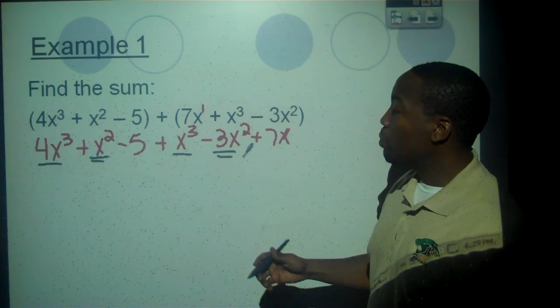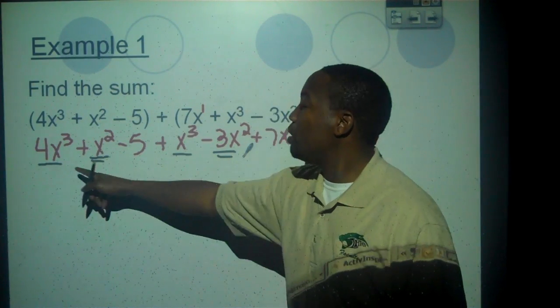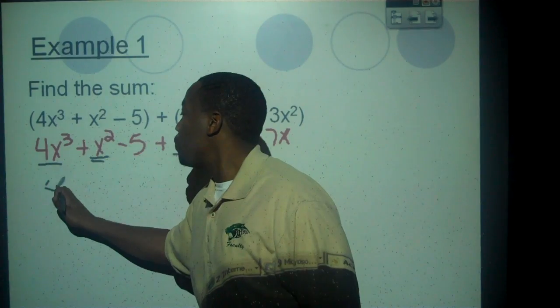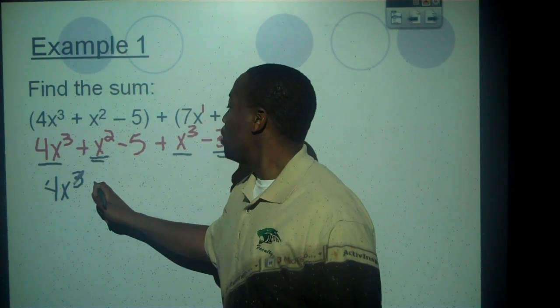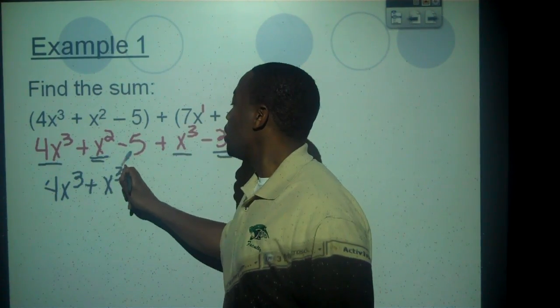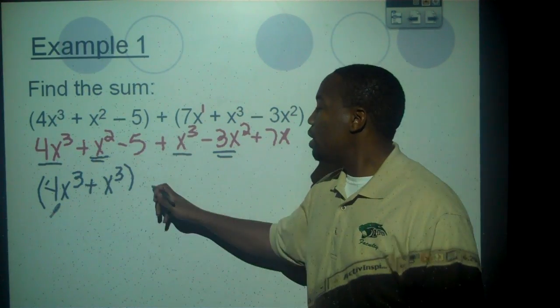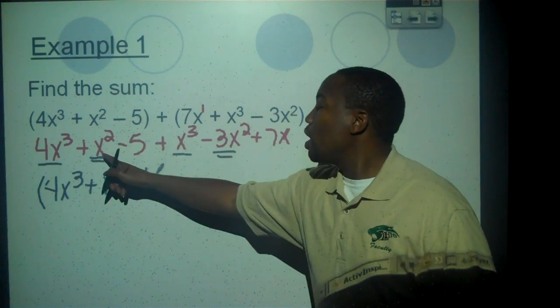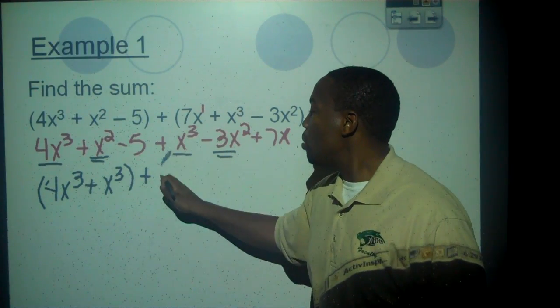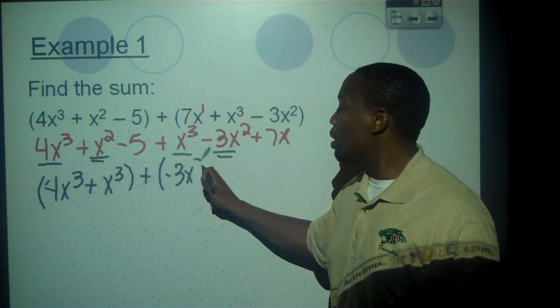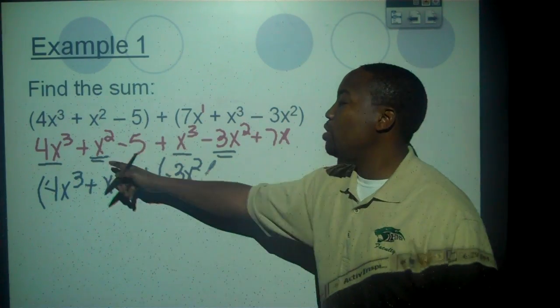So, let's bring everything together. Bring together the ones that are underlined one time: 4x to the third plus x to the third. I like to bring it together like that so I can see it nice and clear. Next thing, add it together. I'm going to go ahead and bring these two together, so I'm going to bring the negative 3x squared. It doesn't really matter how you do it. You can do the x first.